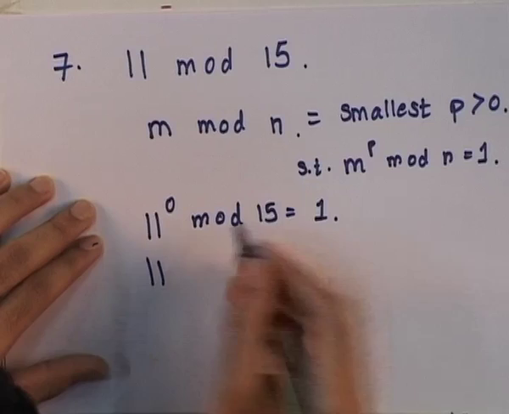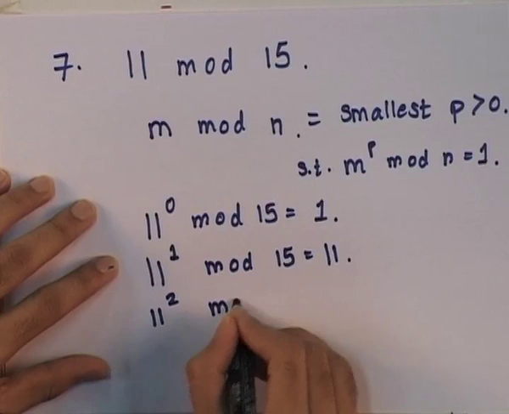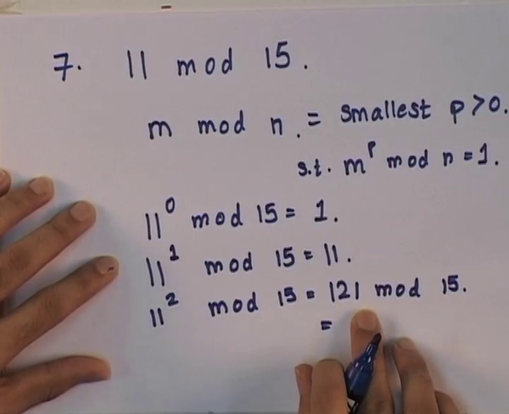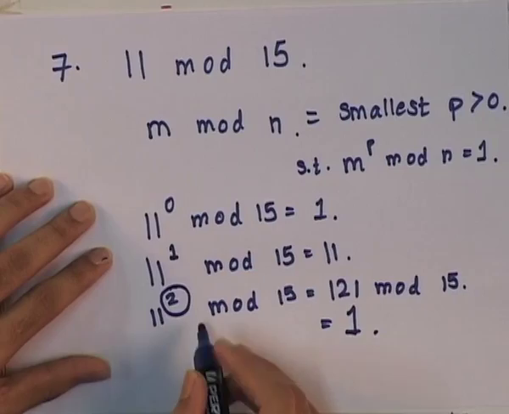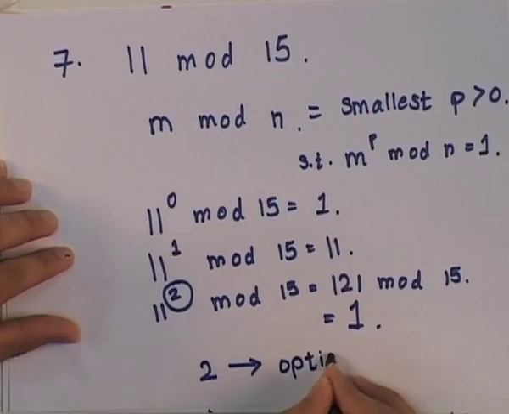11 raised to 1 mod 15 is equal to 11. 11 squared mod 15 is 121 mod 15, which is 1, because 120 is a multiple of 15. So what we are left with after dividing 121 by 15 is the remainder 1. So clearly 2 is the smallest integer which satisfies this condition. So the period of 11 mod 15 is 2, which is option A. So option A is the correct option.